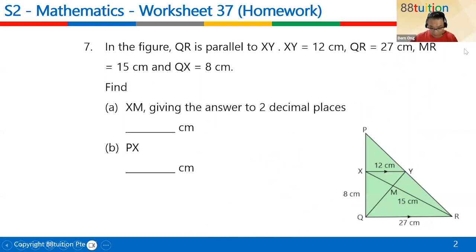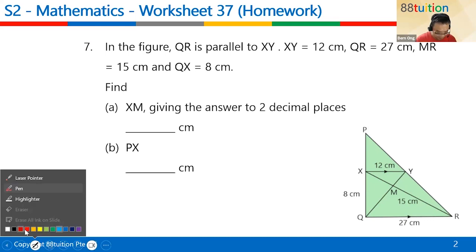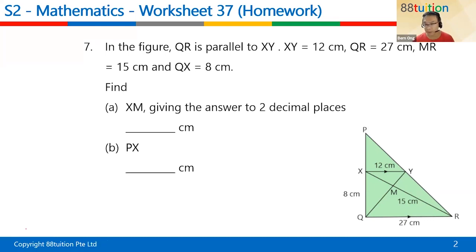Okay, so in the figure, QR is parallel to XY. I think I got similar triangles. XY is 12, QR is 27, MR is 15, QX is 8. Find XM, giving the answer to 2 decimal places. Okay, ready? Where's XM? XM is down here.